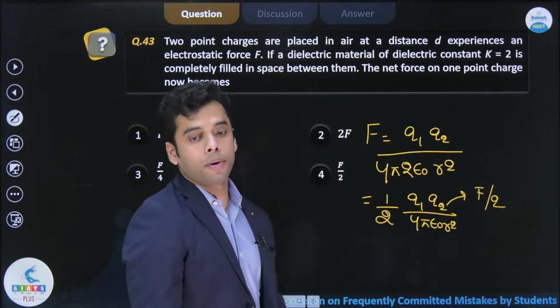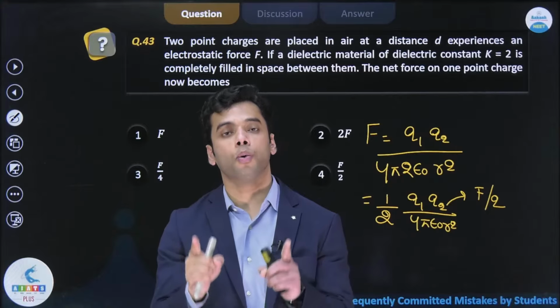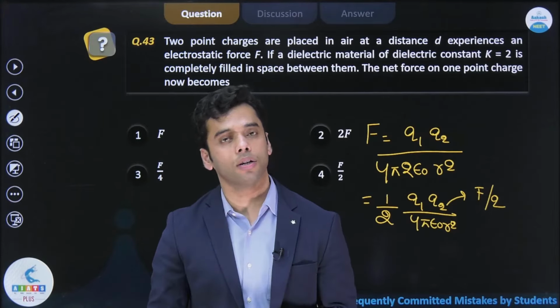अच्छा, ये नेट फोर्स की वैल्यू है बेटा. F by 2 नेट फोर्स की वैल्यू है. अगर सिर्फ पॉइंट चार्जेस के बीच में फोर्स पूछा गया होता तो वो अभी भी F ही रहता.